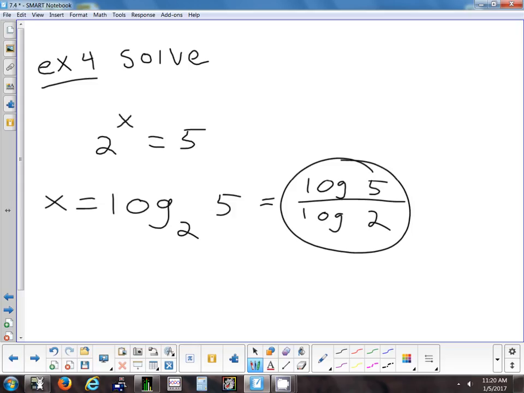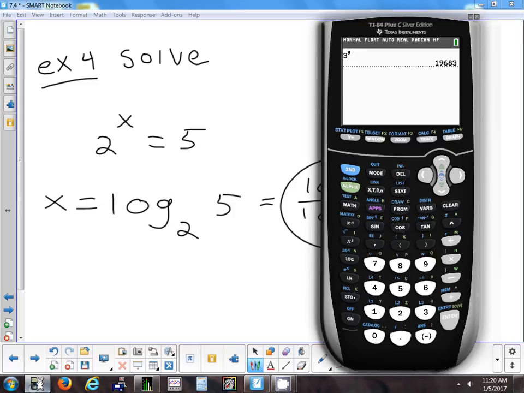Now just type that in and see what you get. Log 5. Do I need to close my parenthesis? Yep. And then divide by log 2. Do I need to close it here? It doesn't really matter because there's nothing else coming after it. We said the answer should be between 2 and 3, and it is. It's 2.32.